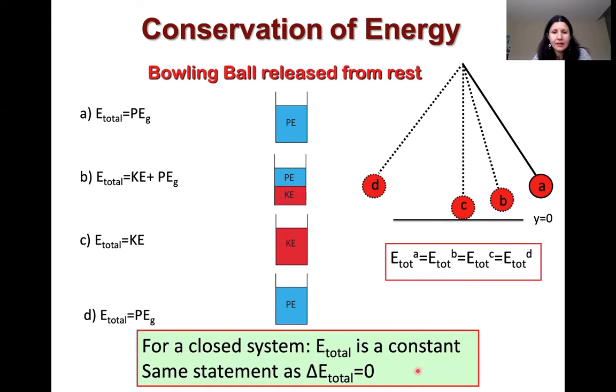All right. So again, to summarize, for a closed system, total energy is constant, and it's really an identical statement to saying that the change of the total energy in any given interval, as long as that system is closed, is 0.